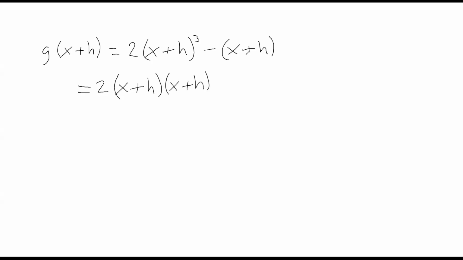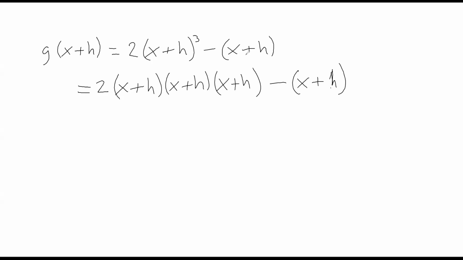So what it means to cube something: multiply 3 copies of that same thing all together. So you have that minus x plus h. Now there actually is a formula for the cube of a binomial. X plus h has 2 terms, so we can say it's the 3rd power, cube of a binomial.